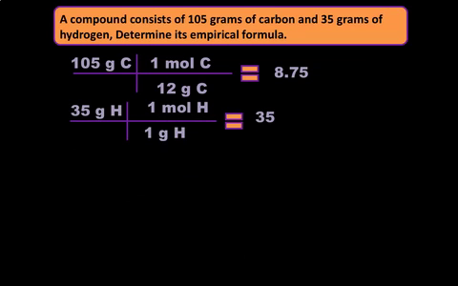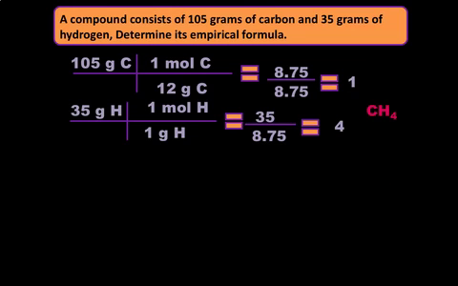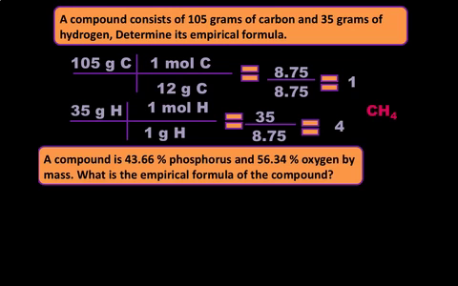Now, I'm going to divide by the smaller of the two. The smallest one there is 8.75, so I divide them both by 8.75. I get 1 on the carbon, and I get 4 on the hydrogen. That means for every carbon there are 4 hydrogens, so that's CH4. Let's look at another one.